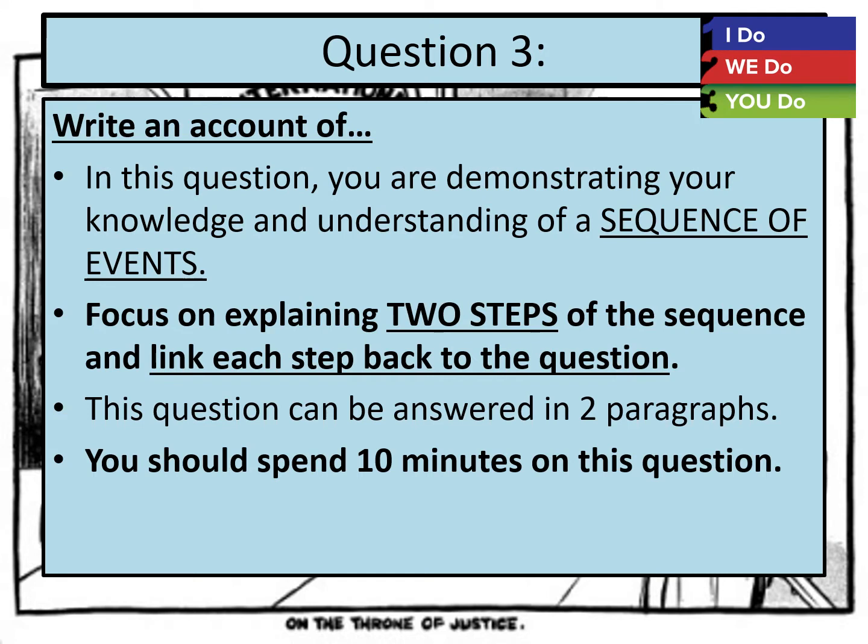So question 3 is a "write an account of". As it says here in this question, what you are doing is demonstrating your knowledge and understanding of a sequence of events. So you're going to be looking at potentially an event, what happened and what its consequences were. You need to try and think about 2 steps of the sequence. So it might be looking at the causes of what happened, and then the second paragraph might be on the consequences, making sure that you link everything back to the question and say how it led to something happening. Usually you'd be answering this in 2 paragraphs in around 10 minutes.